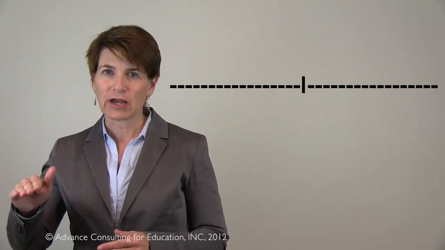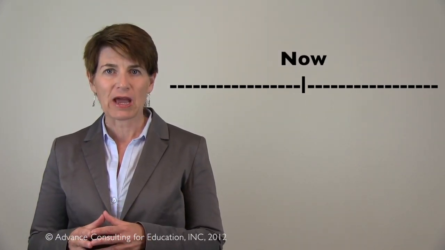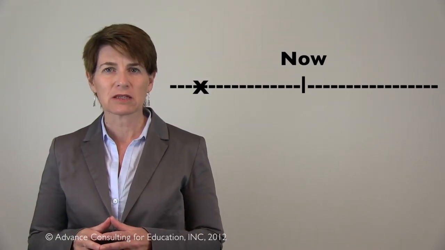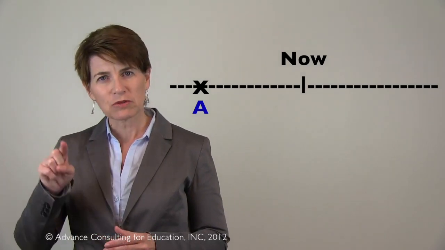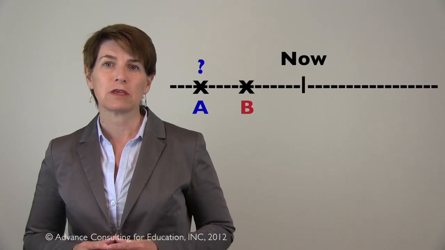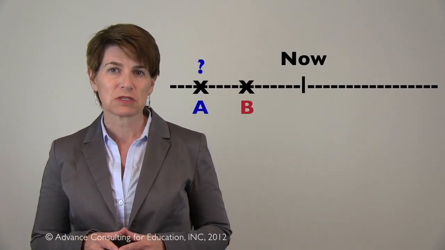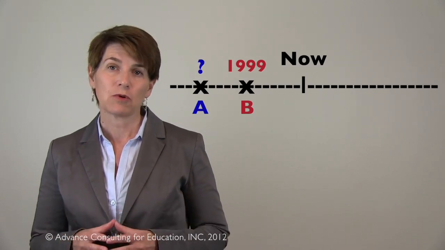An easy way to understand when we use these two different structures is to draw a timeline. Let's take a look at a timeline for our A sentences. We've got our line of time, and then we mark now, so that's what's happening right now. Our events happened in the past, so we'll put an X somewhere in the past, but with our A sentences, we don't know really when this event happened, so we have to put a question mark there. With our B sentences, however, we know when the event happened, so we can put that specific time on our timeline. In the case of sentence 2B, that would be 1999.